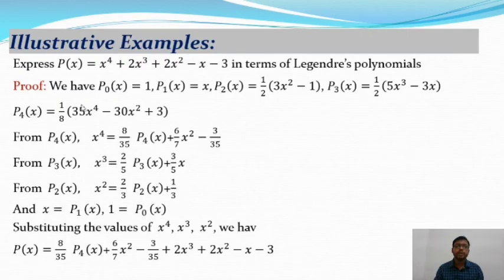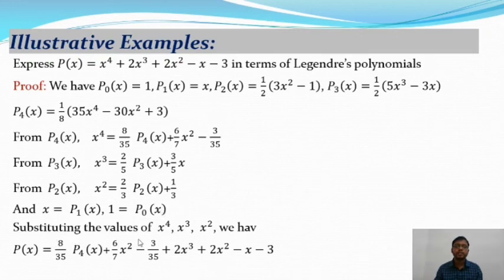And from the last equation, that is from P4(x), we get the value of x to the power 4, and it will be 8 by 35 P4(x) plus 6 by 7 x square minus 3 by 35. Now from the third equation, that means P3(x), we get the value of x cube, which is equal to 2 by 5 into P3(x) plus 3 by 5 x. And from the second equation, that means from P2(x), we get x square is equal to 2 by 3 into P2(x) plus 1 by 3, and x is equal to P1(x), and 1 is equal to P0(x).